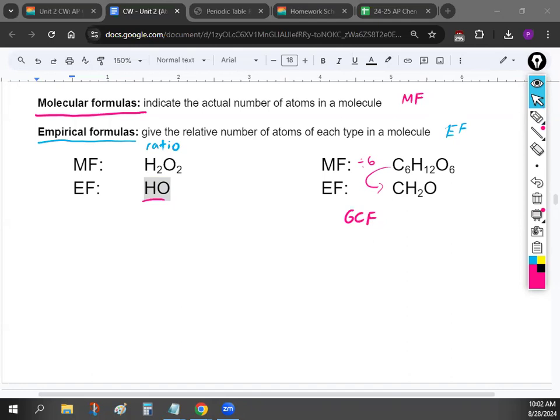Okay, any questions between molecular and empirical? We're not gonna touch on this too much. On your exam, I will have you guys convert between them. So if I give you a molecular formula, I'm gonna ask you what the empirical formula is. That's a little hint to a problem on your test. But we'll get more into detail about this later in the year.